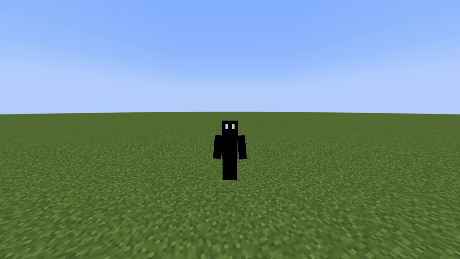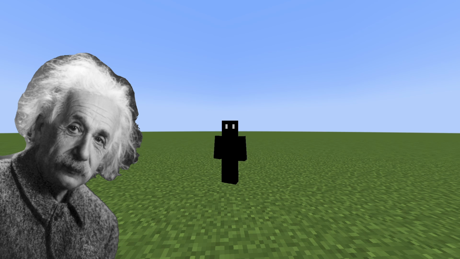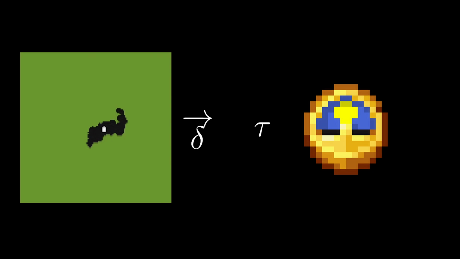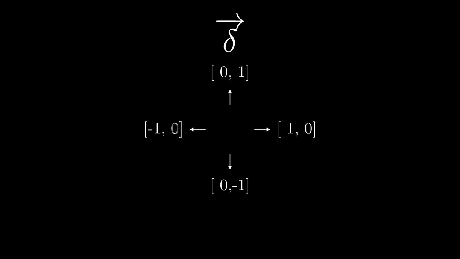We'll go through this using the first part of Einstein's theory, in which he derived the diffusion equation of Brownian particles. So, let's first define the vector delta as a two-dimensional vector that represents the movement of the cursor in time tau, which is equal to one tick. That means the vector delta will be one of these. They represent north, east, south, and west respectively.